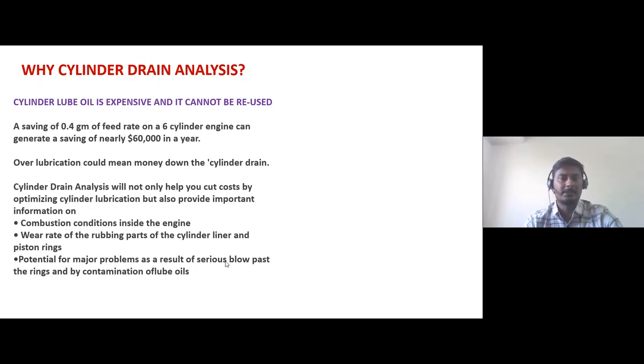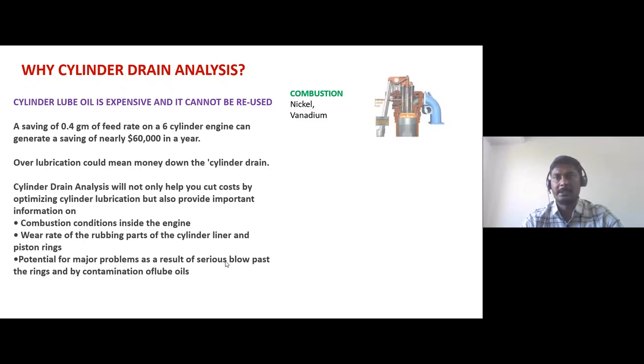It shows the combustion condition inside the engine, and the wear rate in the rubbing parts, the cylinder liner and piston rings. It shows the potential for major problems, such as serious blow-by past the rings and contamination of the lube oil. Here we can see the type of elements we can find in the oil analysis report through ICP, the elemental analysis. If nickel and vanadium are found above 50 ppm, that is a sign of combustion byproducts.